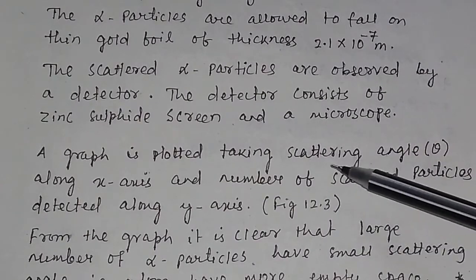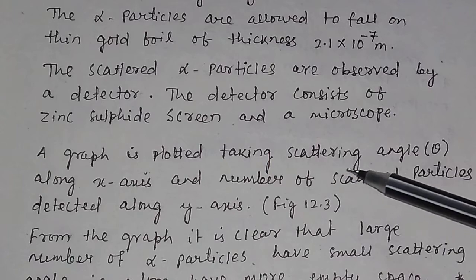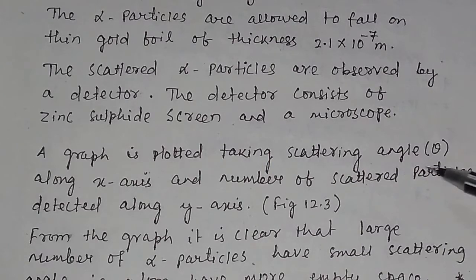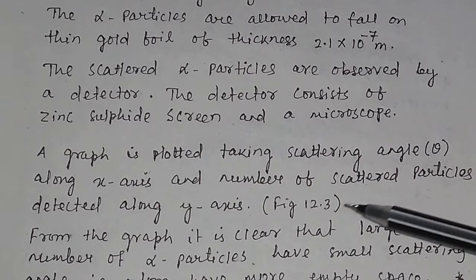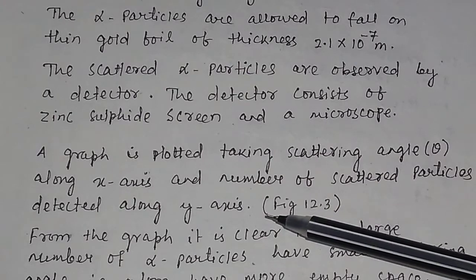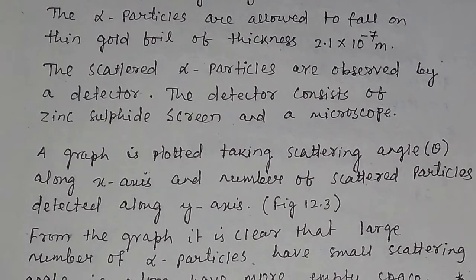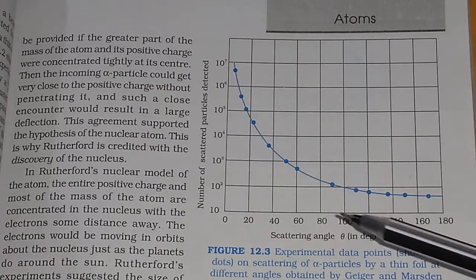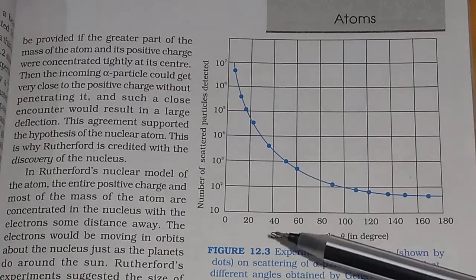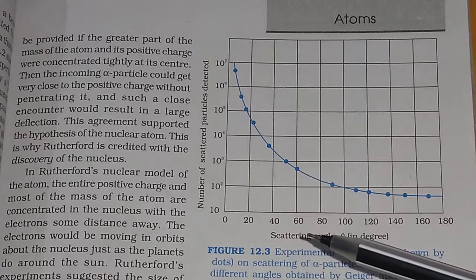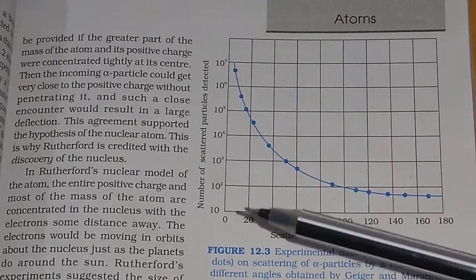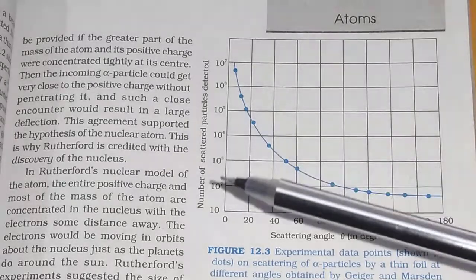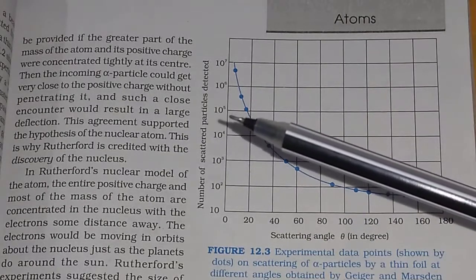In this experiment, a graph is plotted taking scattering angle theta along the x-axis and number of scattered particles detected along the y-axis. This is the nature of the graph. Along the x-axis, the scattering angle theta is taken, and along the y-axis, the number of scattered particles is taken.